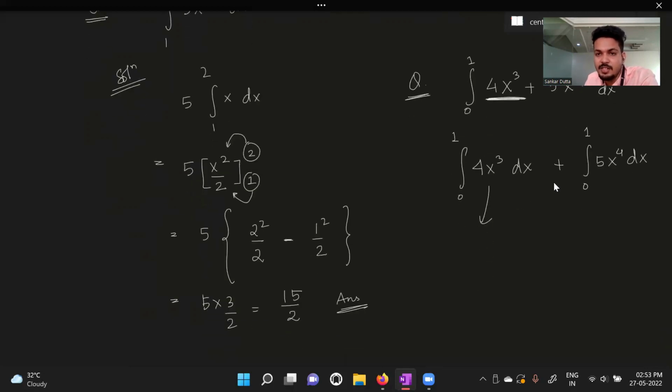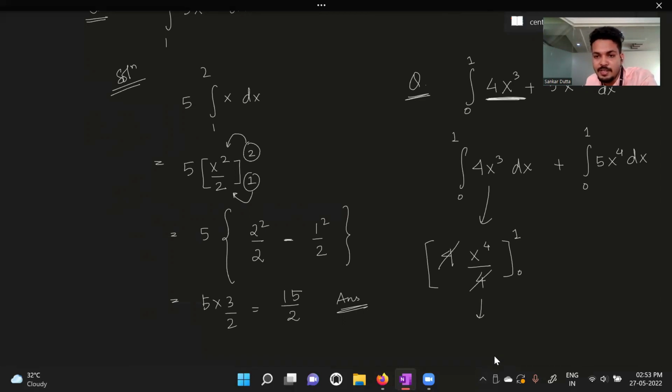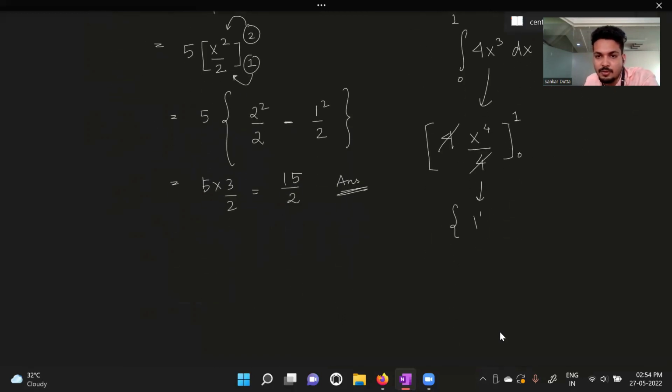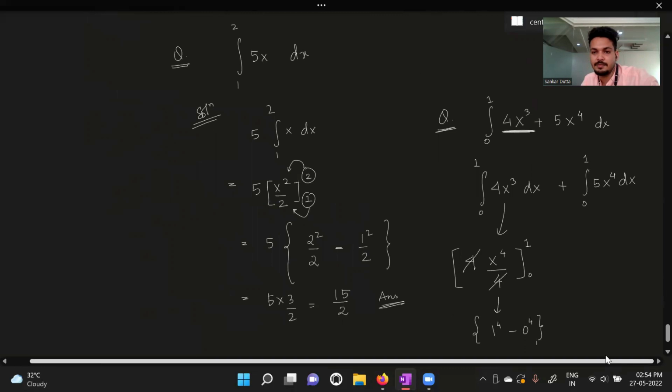Now let's do this. So integration of 4x cube, 0 to 1. So 4 as it is, integration of x cube will become x4 by 4. So this 4 will cancel out with this 4. All I need to do is plug in 0 and 1. So if I want to plug in 1, this will be what? 1 raised to power 4 minus 0 raised to power 4. This is what I did. Let me zoom out a little bit.